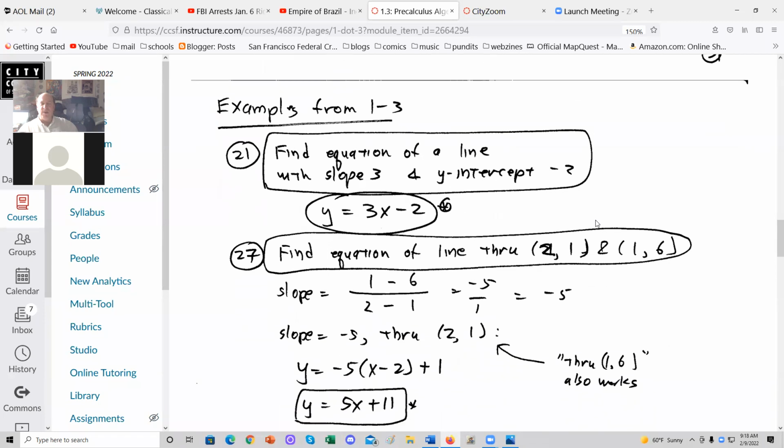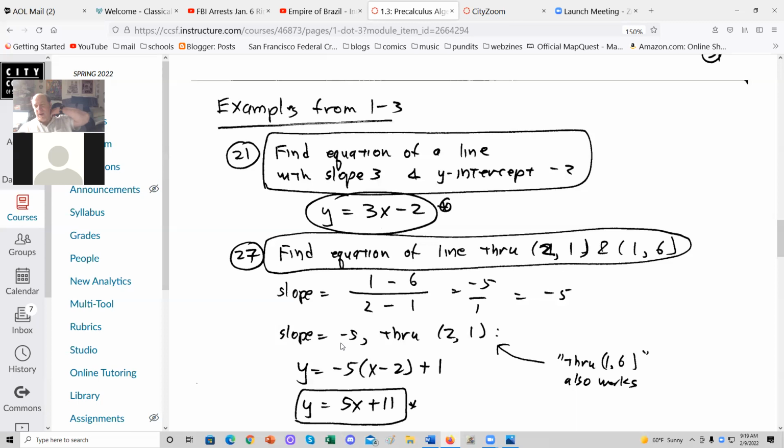Now here's one that's a little more complicated. Find the equation of a line through 2 by 1 and 1 by 6. Now, if we just had one point and a slope, we could use the point-slope formula. Here we have to find the slope first. For 2 by 1 and 1 by 6, the slope is 1 minus 6 over 2 minus 1. That comes out to -5. Okay, so the slope is -5.